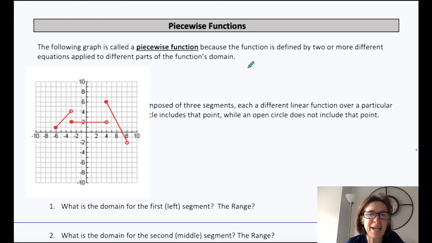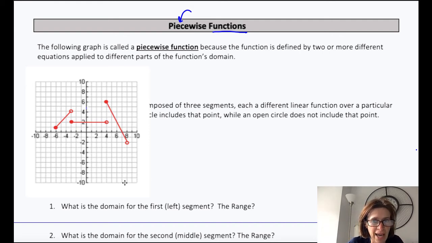Hi everyone, so today I'm going to be talking about piecewise functions. And as the name mentions, piecewise means that we're actually looking at pieces of functions, okay? So this graph over here to the left is called a piecewise function because it's a function that's defined by two or more different types of equations or functions.